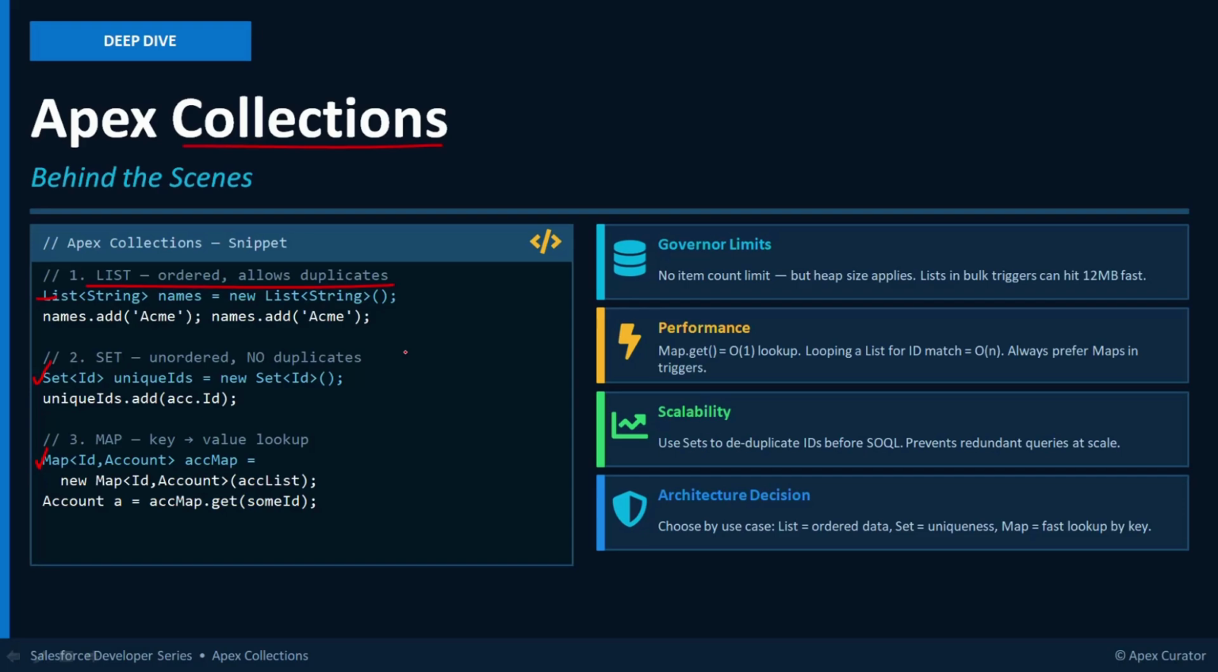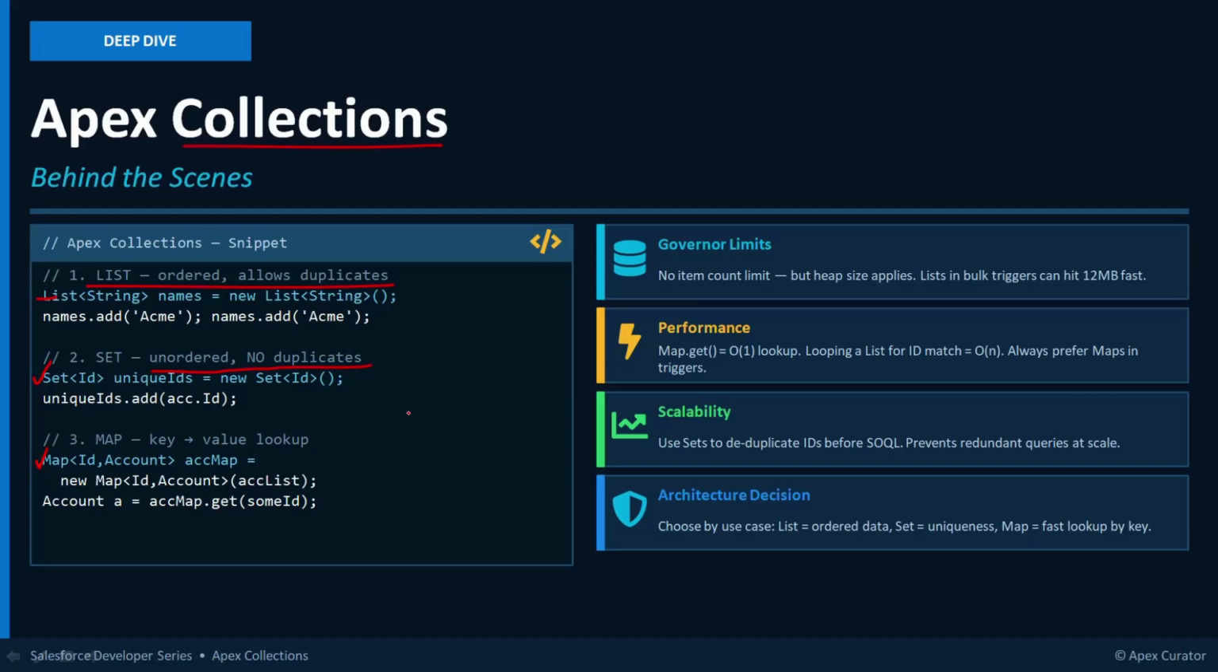A set is an unordered collection that does not allow duplicates. So if you are trying to store unique values, like a set of unique account IDs, a set is your best choice. Since it is unordered, you cannot access items by index.